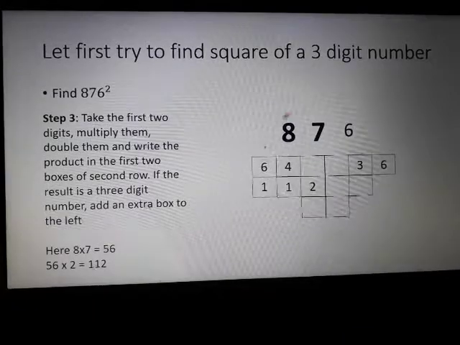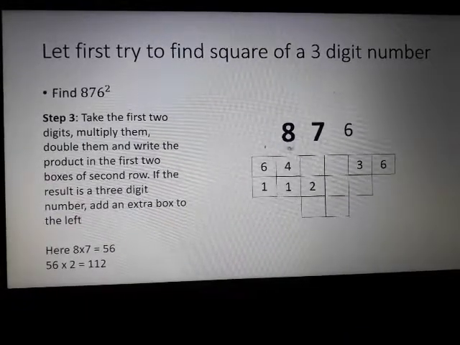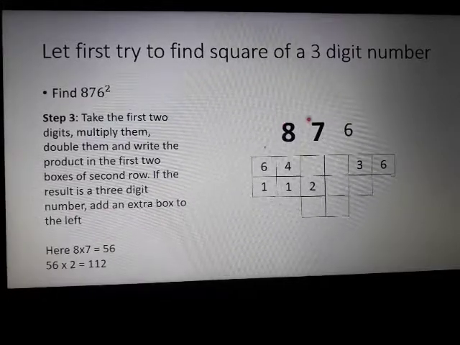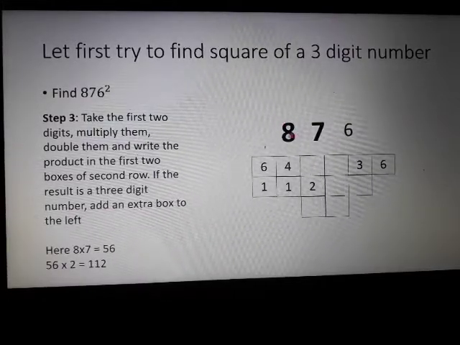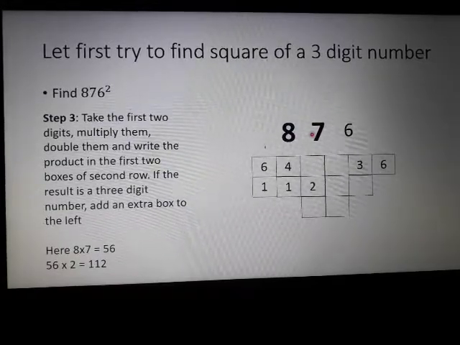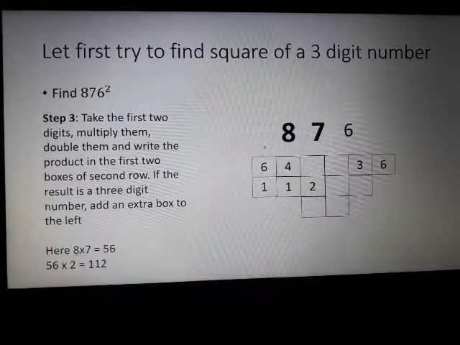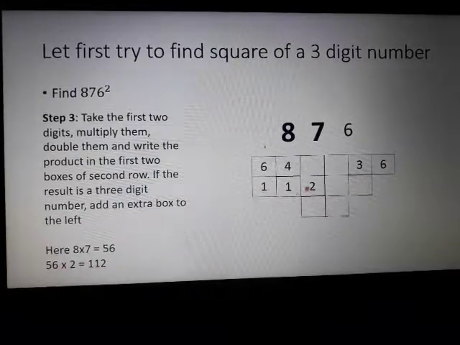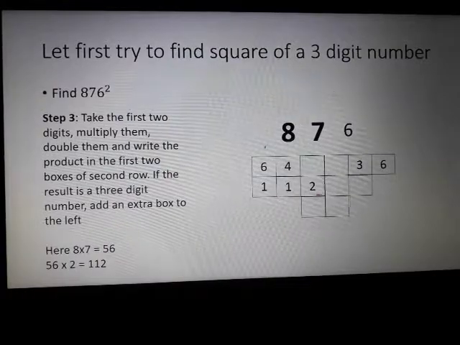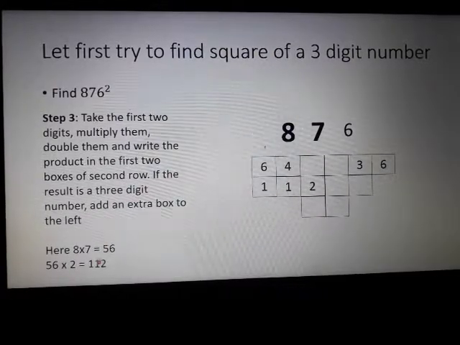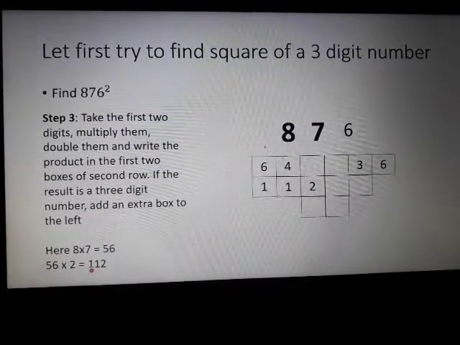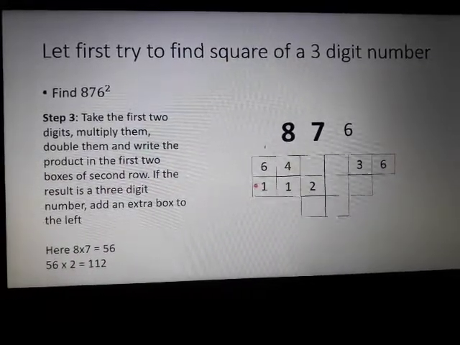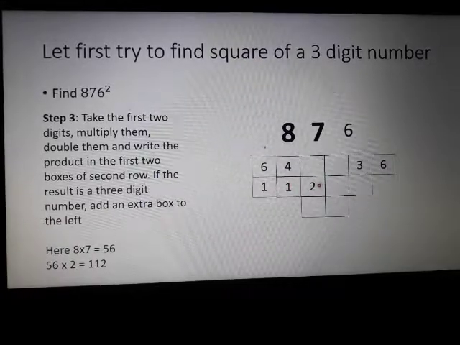Now in the third step, consider the first and the second digits. You have to multiply them and you have to double the result. So we have 8 and 7 over here. So 8 sevens are 56. Now double the result. So 56 into 2 will be 112. However, if you remember the pattern, we had only 2 boxes over here, but the result requires 3 boxes. So in order to accommodate the extra digit, draw an additional box to the left and write 112 in the second row.